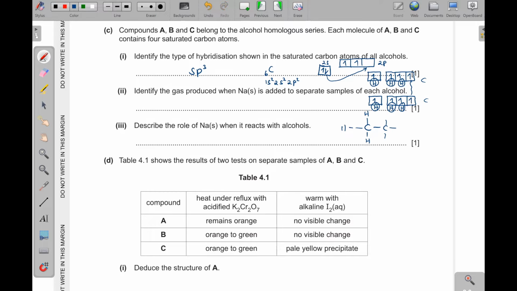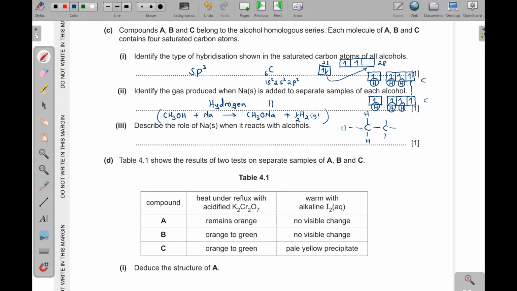Then next, here they are saying, identify the gas produced when sodium is added to separate samples of alcohol. So if we have, let's say, maybe CH3OH, then you add their sodium, you are going to have CH3O-Na+. We call these ones sodium alkoxides, okay? Sodium alkoxides. Then plus a hydrogen is driven away from there. So the gas there is what?